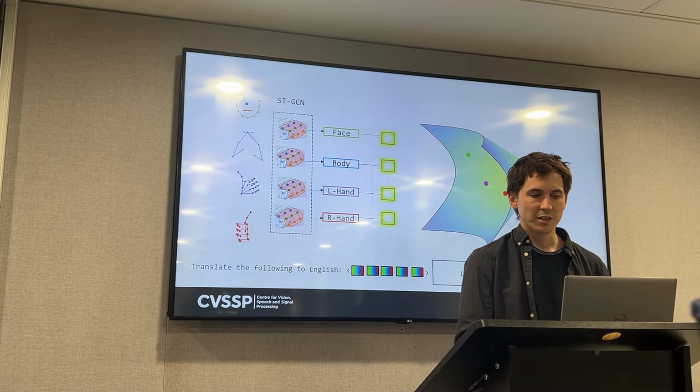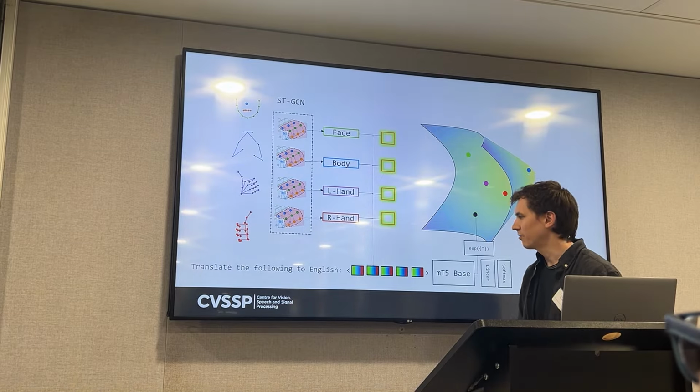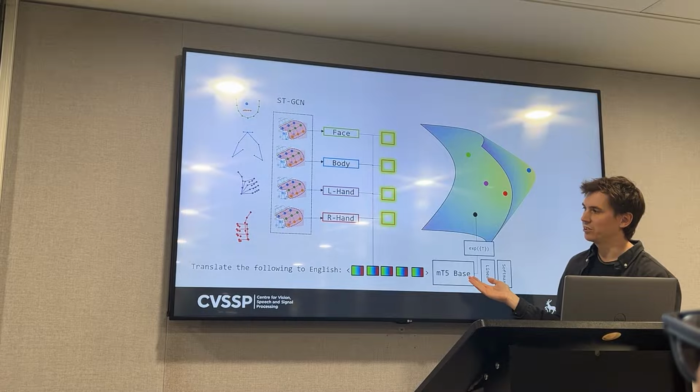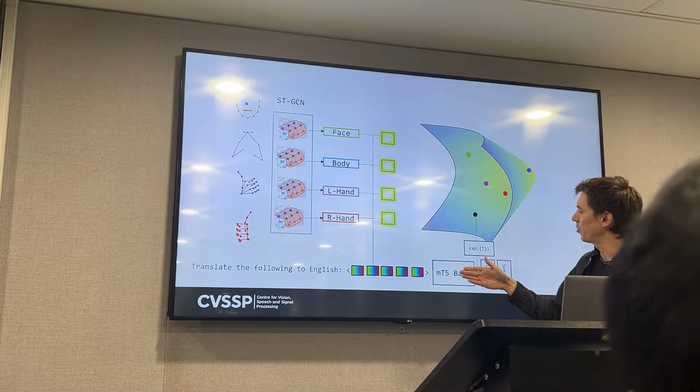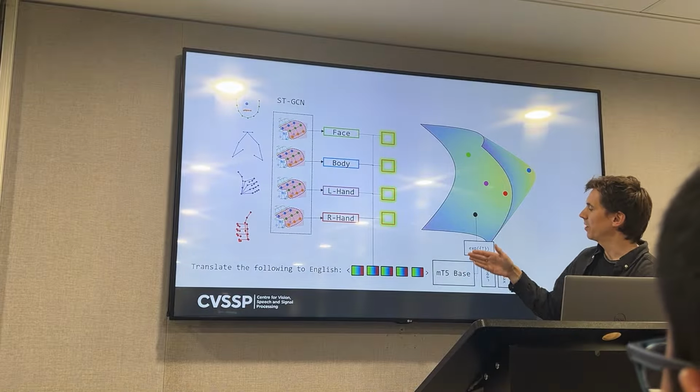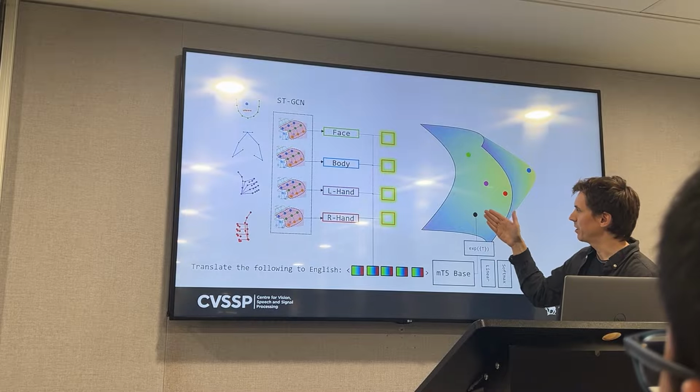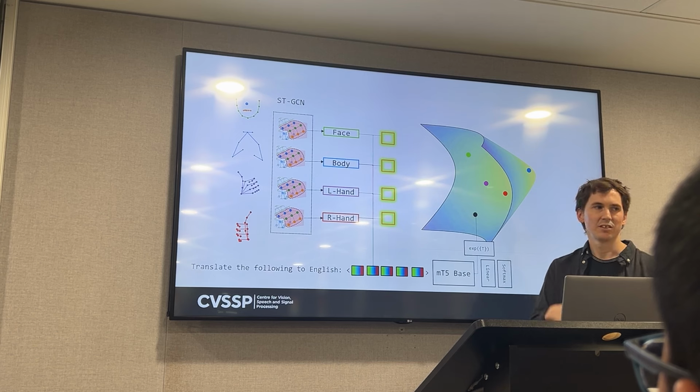Then we're going to take our text embeddings from our language model, and in this case we used MT5 base. We'll take some language embeddings from one of the final layers of the model. We'll apply the same exponential map, and then we'll have some representation of the text in the hyperbolic space.